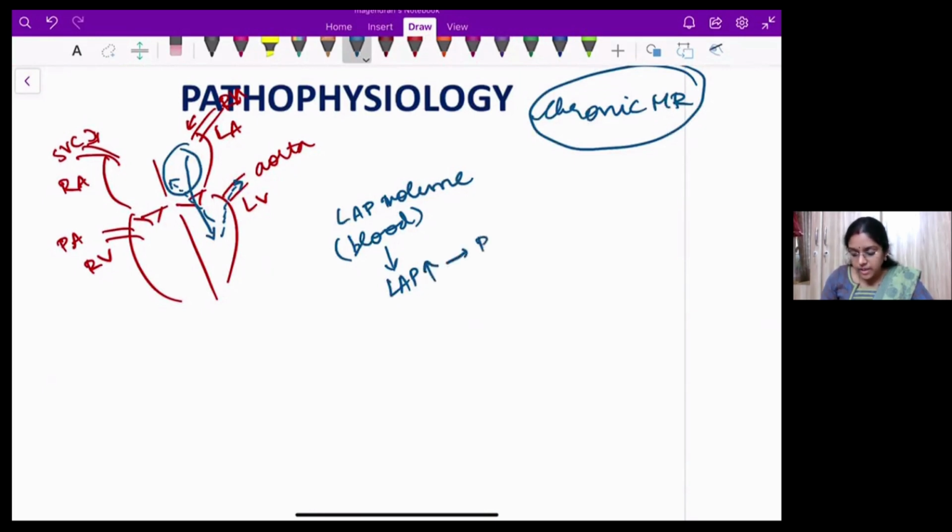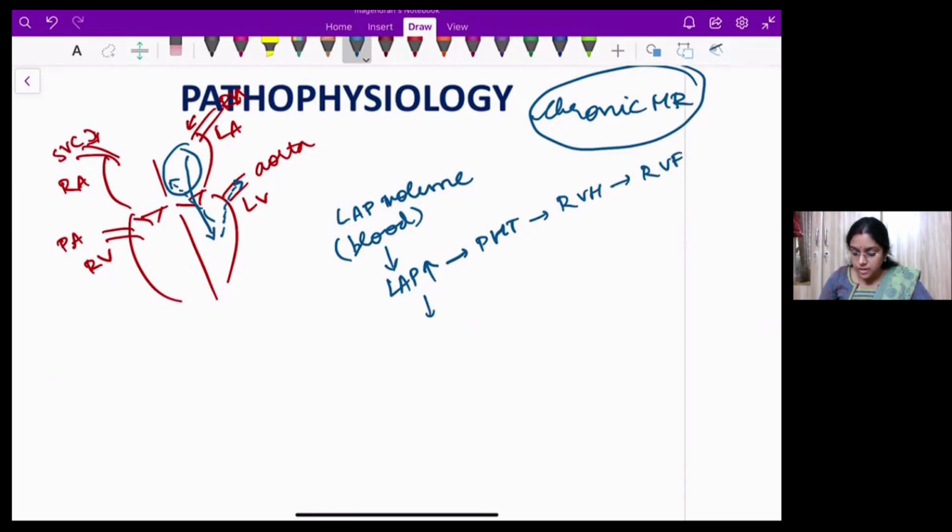As we all know, pulmonary hypertension will occur, then right ventricular hypertrophy occurs. Is it not? Then we'll have right ventricular hypertrophy and right ventricular failure. Okay, right ventricular hypertrophy and right ventricular failure will occur.